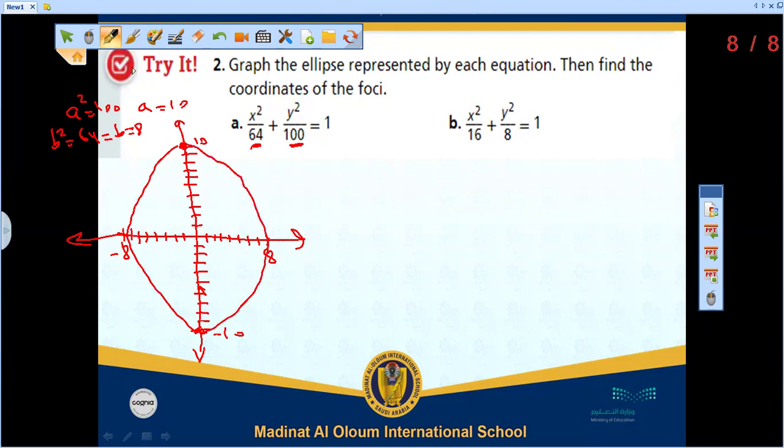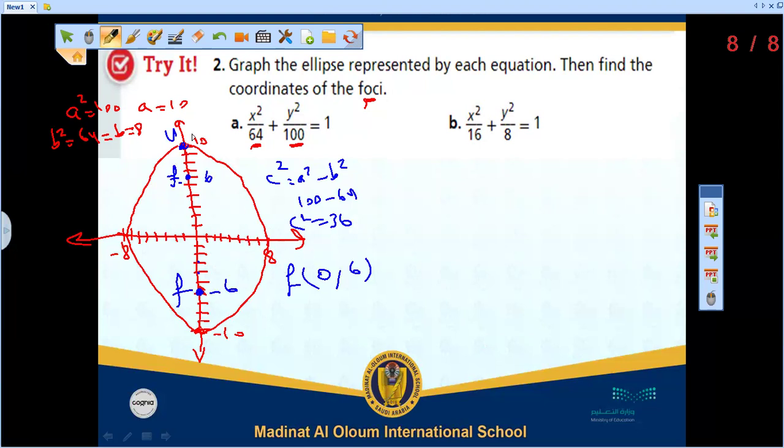Now this is my ellipse. I need to locate foci. How could we locate foci? I need c squared equal a squared minus b squared. It means 100 minus 64. Next what? 36. c squared is 36, so c is 6. It means my focus: 6 and 0, or 0 and 6? It looks like the vertex, this is vertex. It means the focus is 0 and 6. 1, 2, 3, 4, 5, 6. This is focus 6. Negative 1, negative 2, negative 3, negative 4, negative 5, negative 6, and this is also focus, guys.